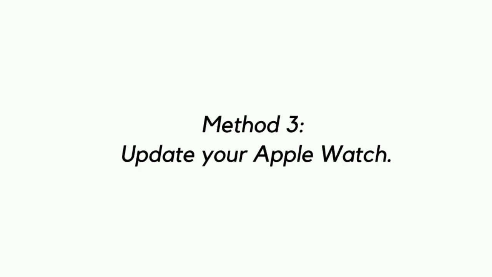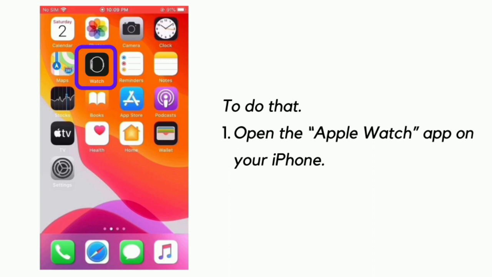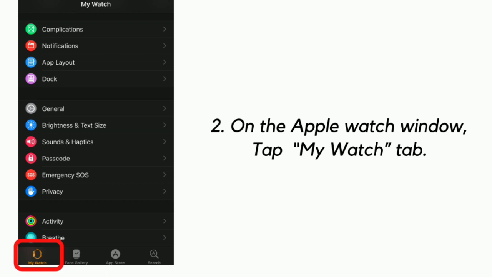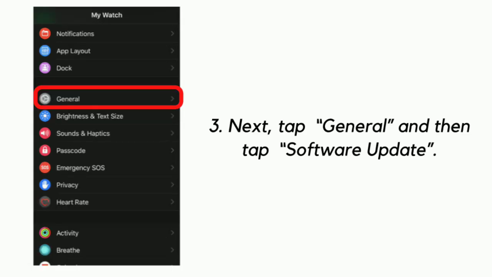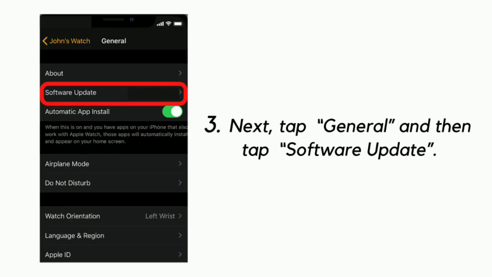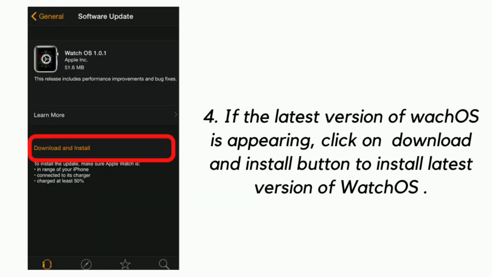Method number 3, update your Apple Watch. To do that, open the Apple Watch app on your iPhone. On the Apple Watch window, tap the My Watch tab. Next, tap General and then tap Software Update. If the latest version of watchOS is appearing, click on the Download and Install button to install the latest version of watchOS.